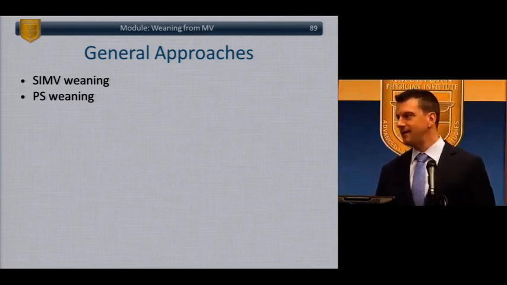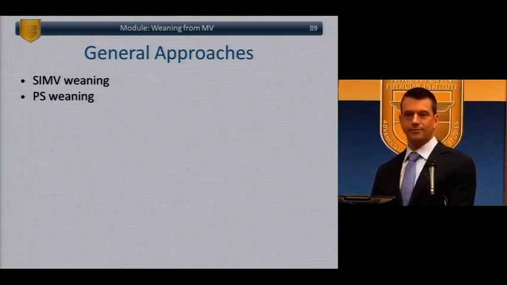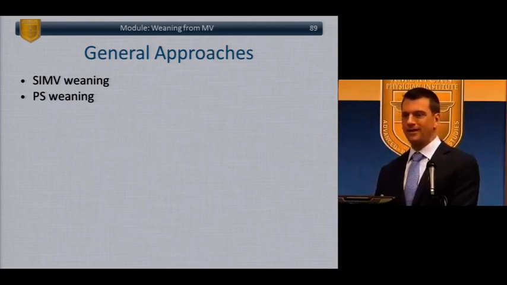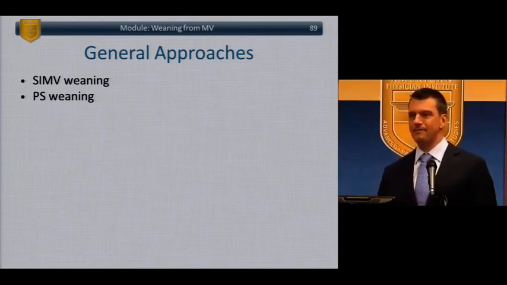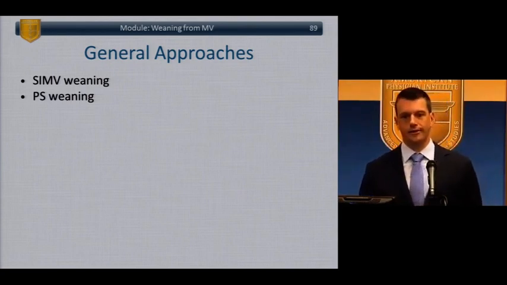In an SIMV wean, basically you set the patient on their normal SIMV rate, and every day you turn down the rate of those mandatory breaths, which means more of the breaths are just plain pressure support. So you eventually get down to the point where the ventilator's set at maybe 4 breaths a minute. Everything else is pressure support. And then they're doing almost all the work of breathing on their own.